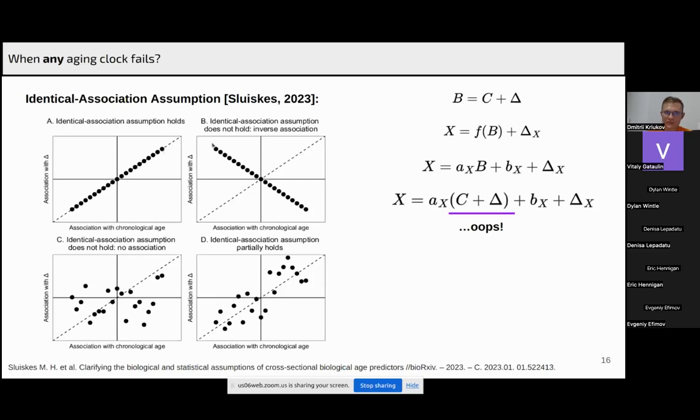Authors also considered 3 other scenarios where the identical association assumption doesn't hold. For example, this scenario where inverse association holds. This can be interpreted as chronological age having a positive association with x, and age acceleration having a negative association with x, which is quite counterintuitive, but theoretically possible. And two other scenarios are also possible. The first is where there is no identical association assumption, and this means that the feature for which it doesn't hold is actually useless for your aging clocks.